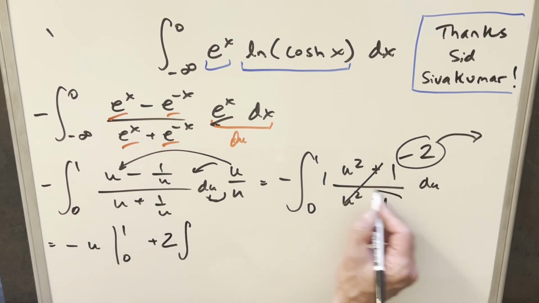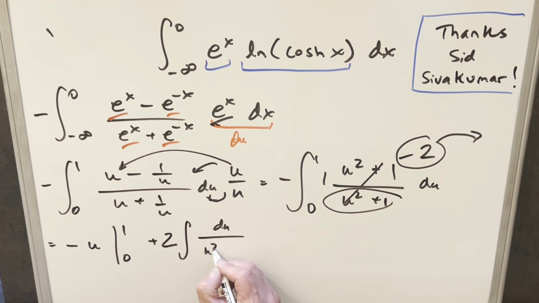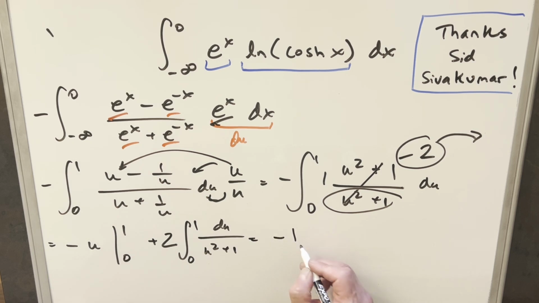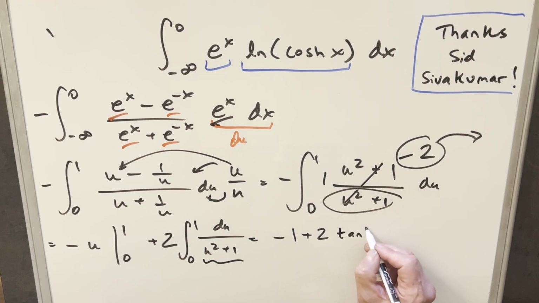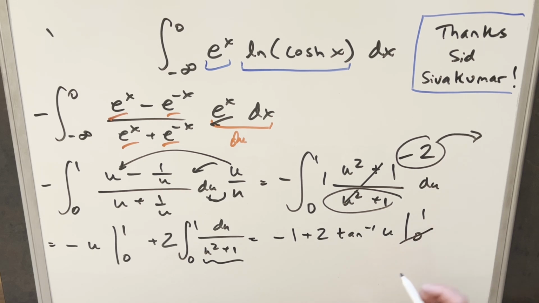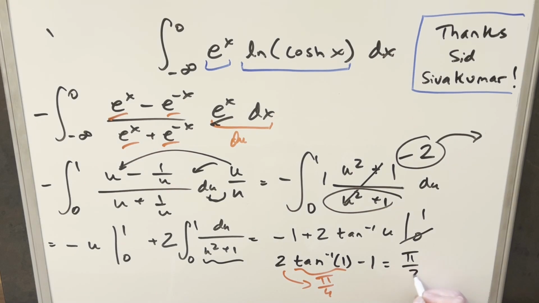And then we still have this denominator, this is going to be du over u squared plus 1. Taking care of this first part, the 0 is nothing. We plug in 1, we have minus 1 in front, plus 2. Integral here, this is just arctan. So we have arctan of u, and we just need to evaluate from 0 to 1. Arctan at 0 is just 0, so let's ignore that. Arctan of 1, this is just going to be pi over 4. So we can distribute in this 2 and finish it off. So for my final solution of this, we just get pi over 2 minus 1.